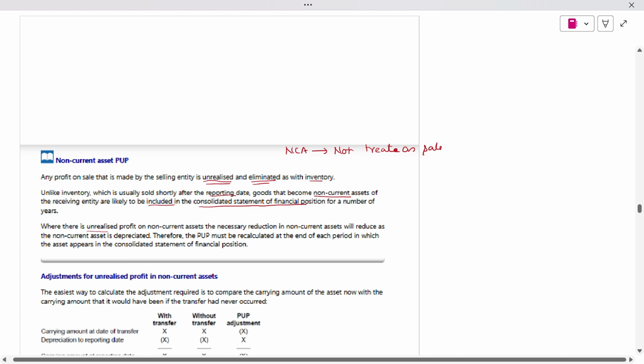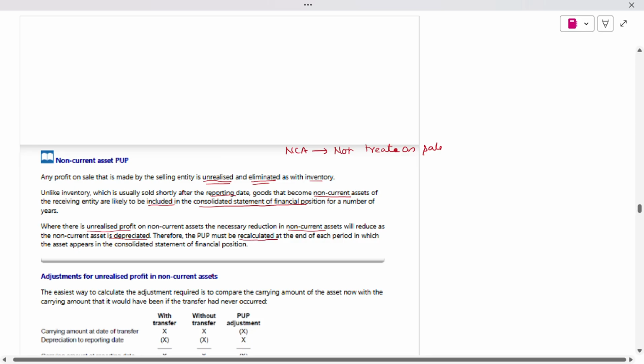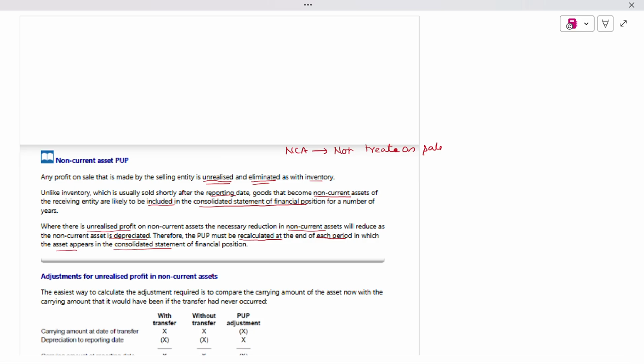Where there is an unrealized profit on non-current assets, the necessary reduction in the non-current asset will reduce the asset as it is depreciated. If you are reducing the value of the non-current asset, then we have to treat it as depreciation. Therefore, the portion of unrealized profit should be recalculated at the end of each period in which the asset appears on the consolidated statement. It means if they are talking about non-current assets, don't treat it as inventory. Inventory is different. This is different.